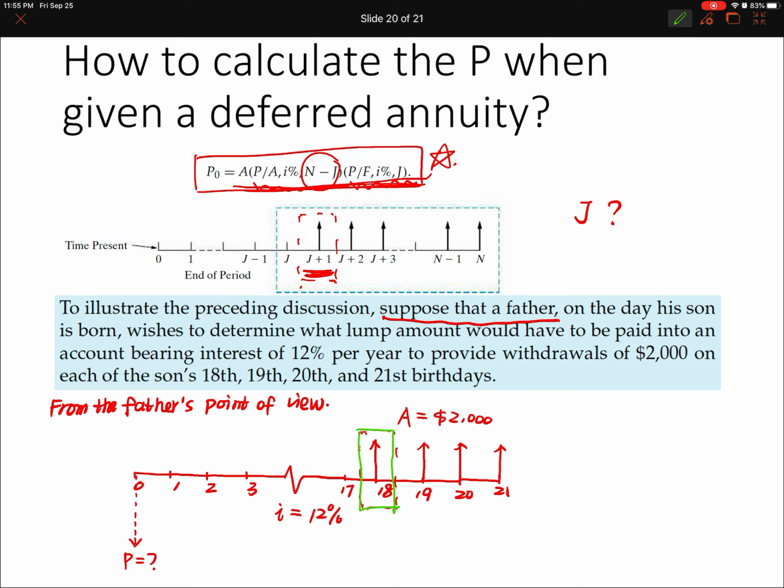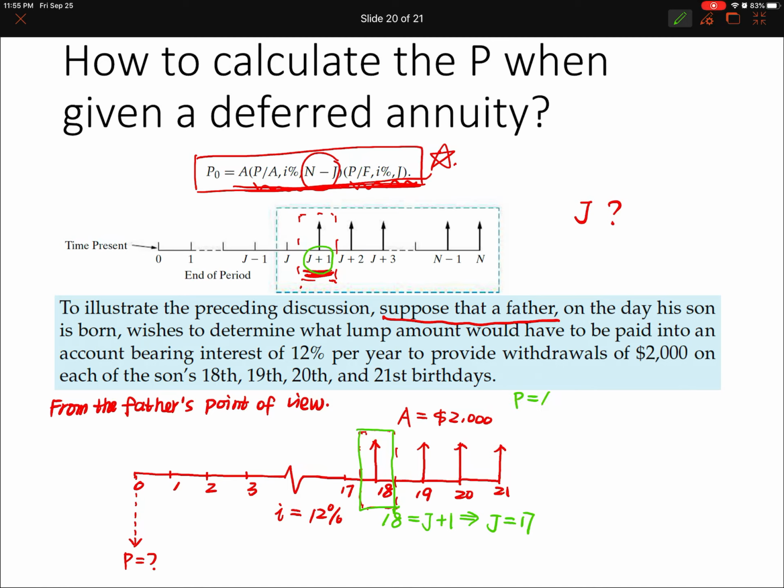Okay, so this is the thing you're looking at. That's the first annuity. And the number of periods is 18. Okay, and 18 is what? In this general diagram, it's gonna be J plus 1. Okay, so if 18 equals J plus 1, what is J? J is gonna be 17, right? So J is 17 in this problem. That's what you know. Okay, so now you can use this formula.